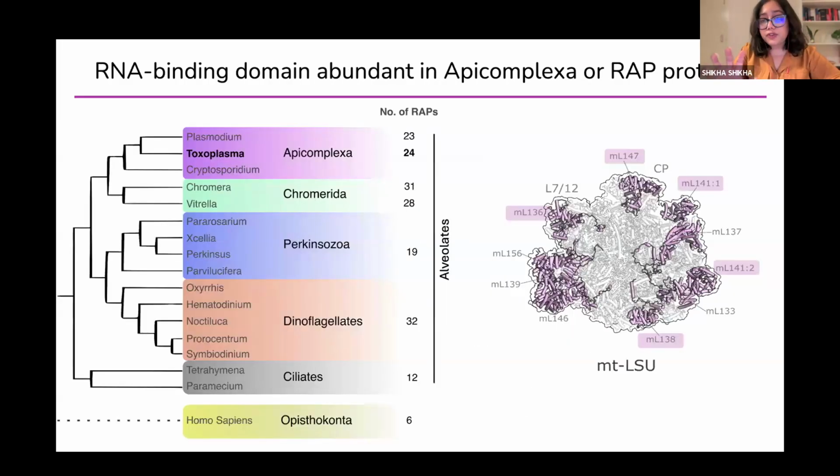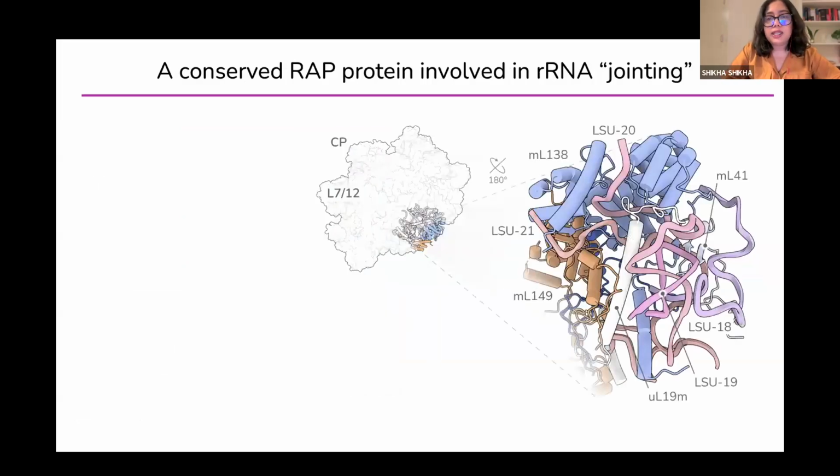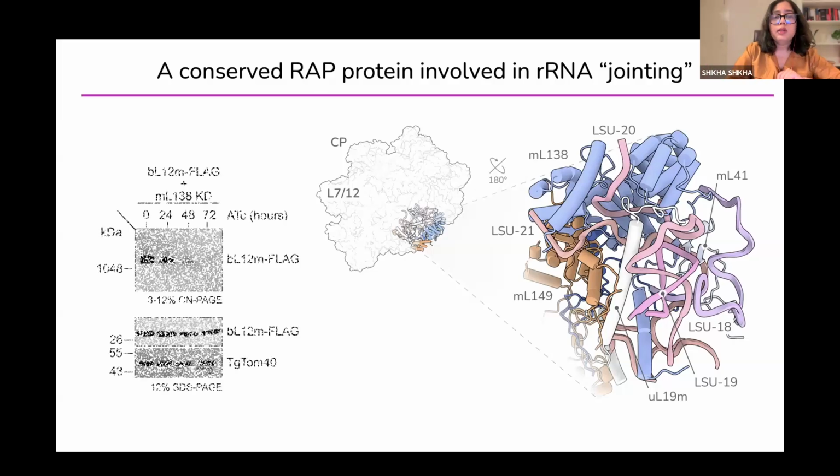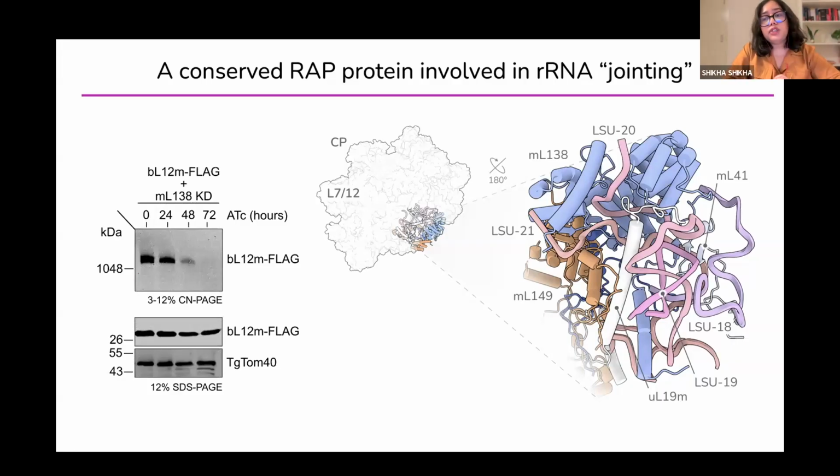And some of these helical repeat proteins, interestingly, belong to a specific family of RNA binding proteins called RNA binding domain abundant in apicomplexa, or RAP. And as a specific example here, I'm showing that one of these RAP proteins called ML138 is actually binding 6 different rRNAs together. And we think that it's basically involved in bringing all these fragmented rRNAs together into the mitoribosome. Of course, when we knock down this protein, we see specifically that the mitoribosome cannot form anymore.